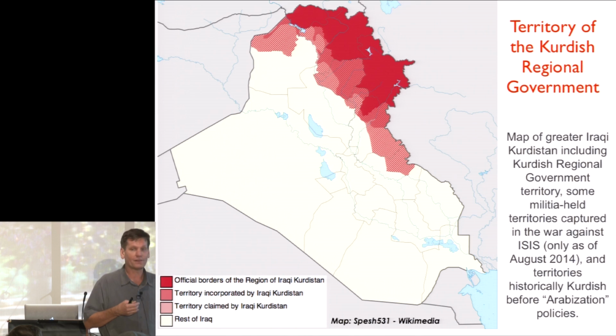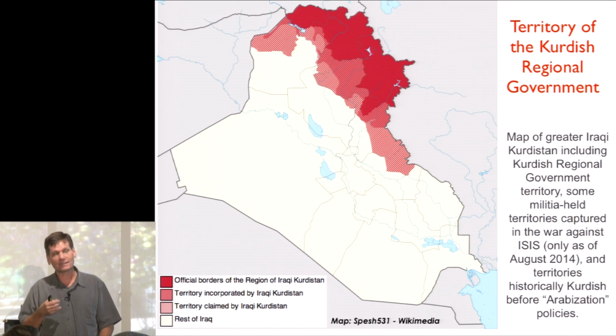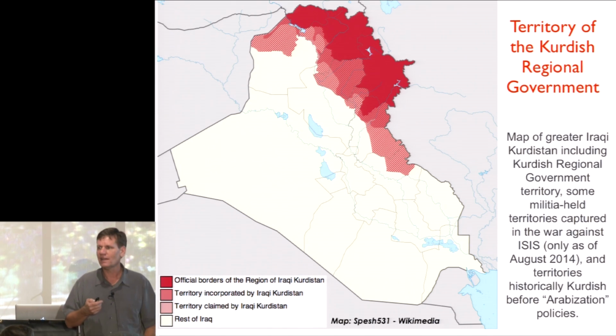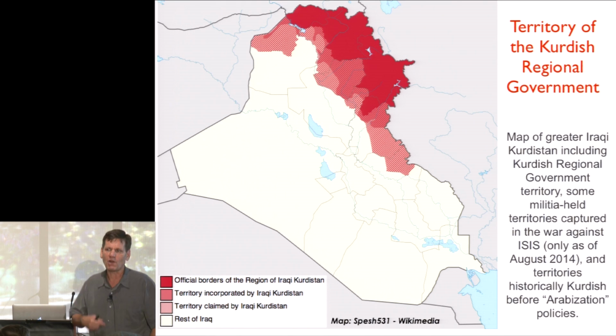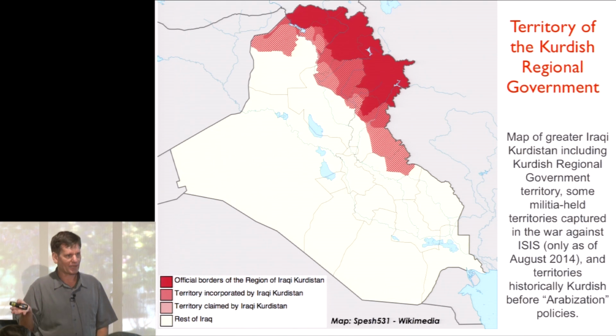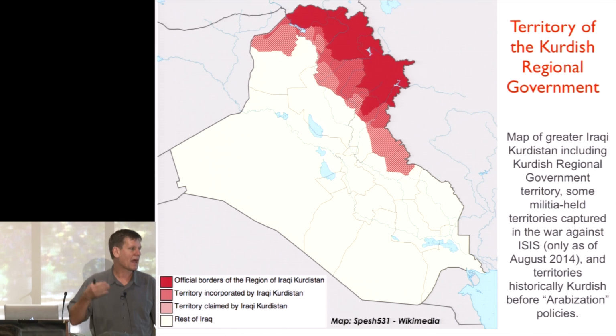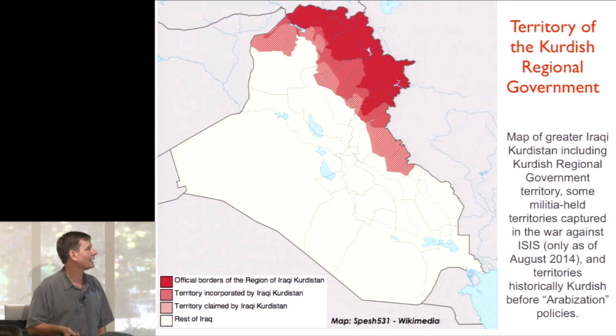Well, actually, under Saddam Hussein, they were attacked. They were subjected to poison gas on many occasions because they were the wrong ethnic group speaking the wrong language. Iraq, as it was constituted, was dominated by Sunni Arabs, and Kurds were marginalized.